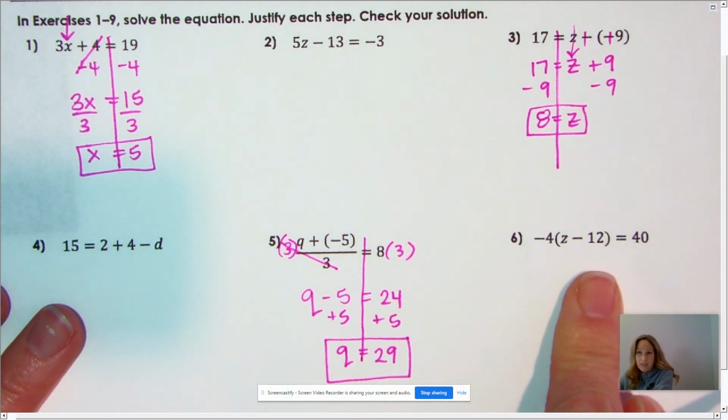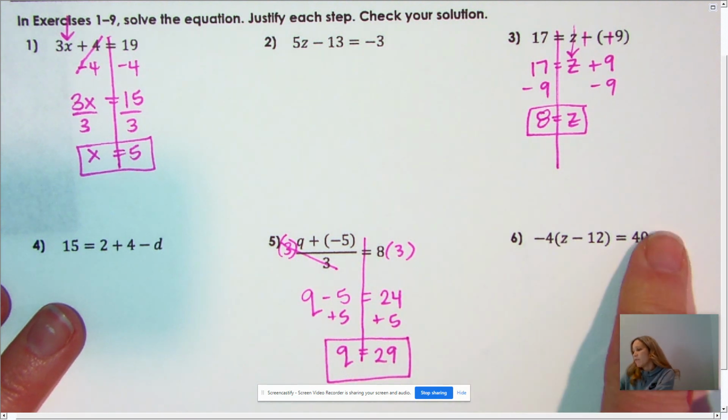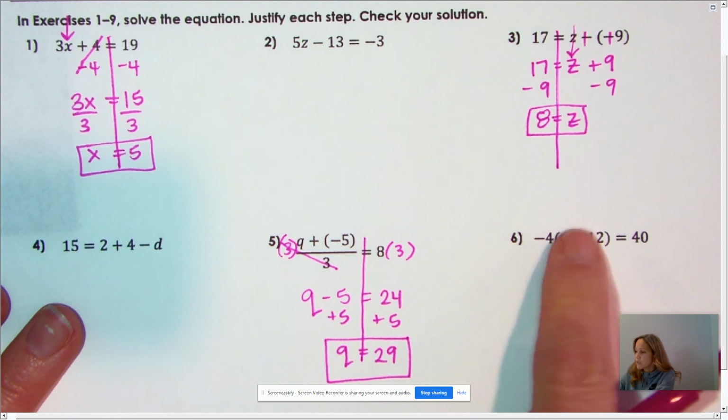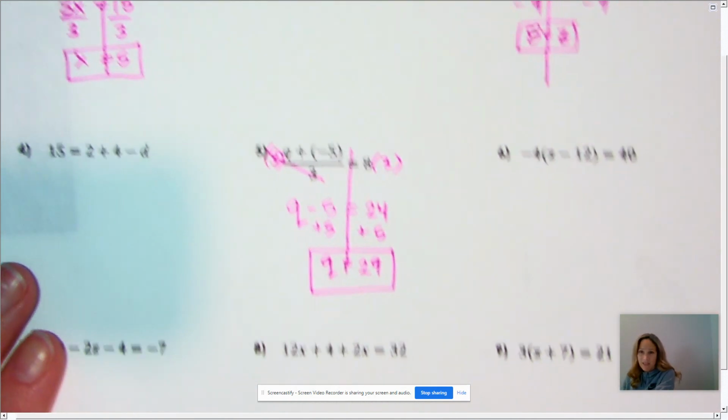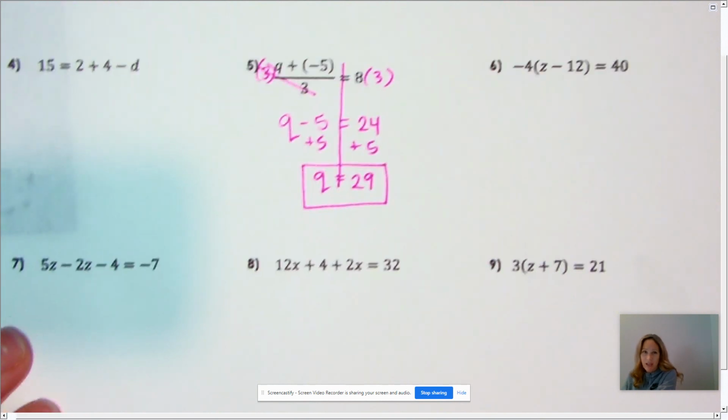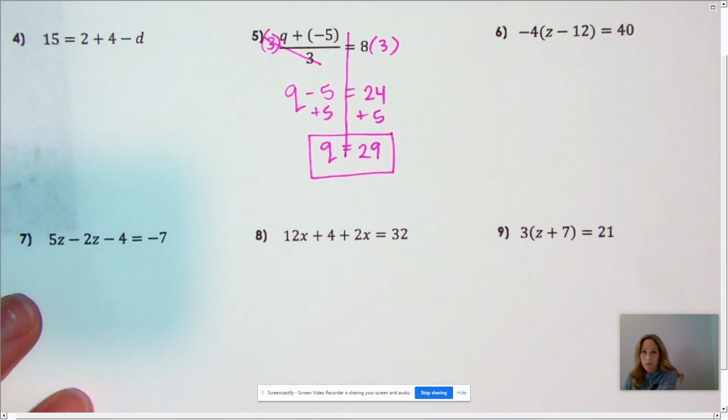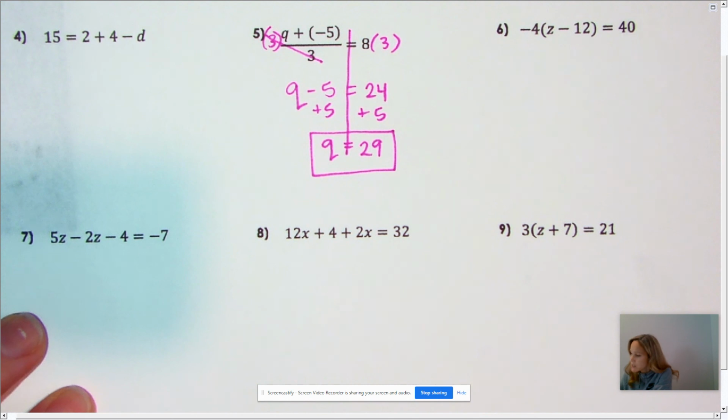We're gonna skip number 6, but you guys could either divide by 4 first and then add the 12, or you could distribute and then do your 2 steps. Either way, have fun. Make sure you show your work and use good algebra skills doing the same thing to both sides and using inverse operations.